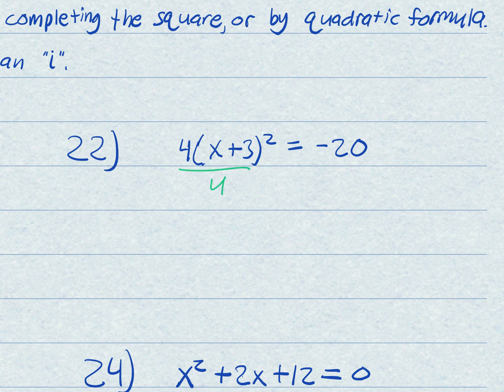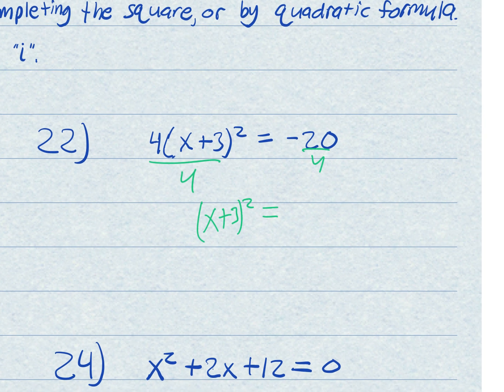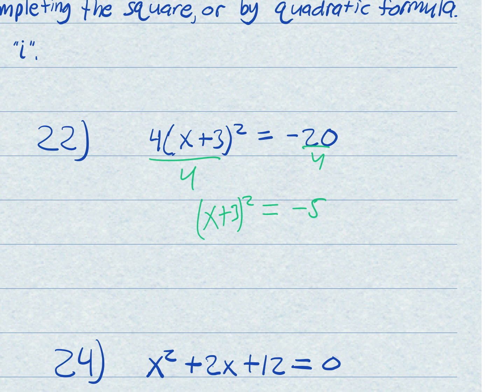All right, divide both sides by 4. We get (x plus 3) squared equals negative 20 divided by 4, which is negative 5. All right, and then you want to take the square root of both sides. So we get x plus 3 equals plus or minus the square root of negative 5.